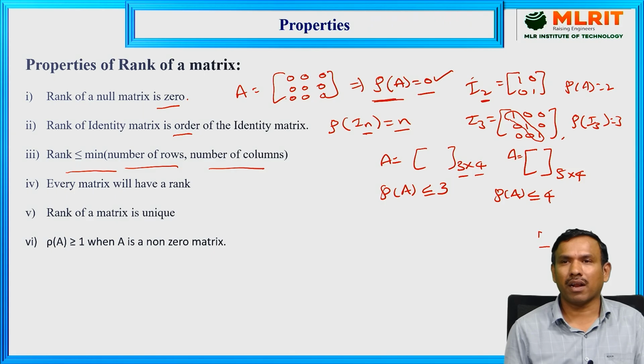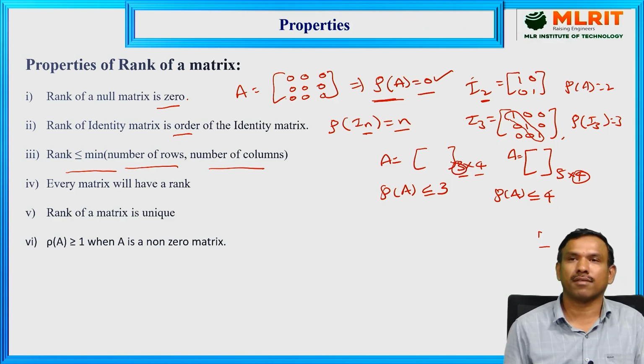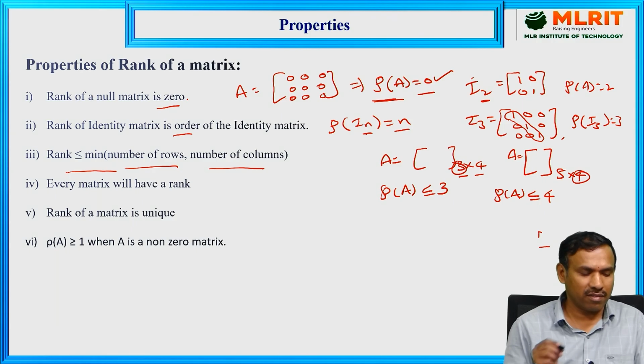It does not matter whether rows or columns; it is the minimum of the number of rows and columns. The maximum rank you can get here is 4 only. In a 3 by 4 matrix it is 3 only. 4 by 4 gives 4, 4 by 5 gives 4, 6 by 3 gives 3, the minimum number. The rank cannot exceed the minimum number of the rows and columns. That is less than or equal.